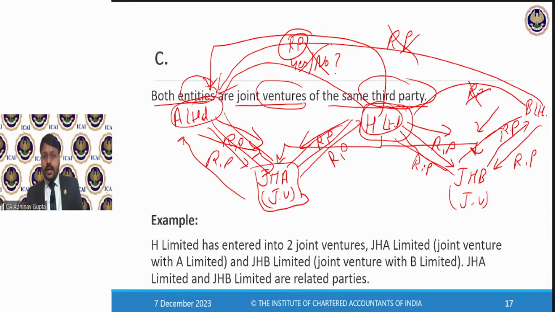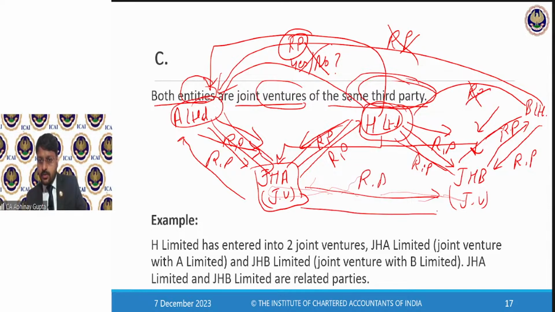The clause only says that if both entities are joint ventures of the same third party, then they will be related. Right. So this is a related party. So this JV will be related to this JV? Yes. And this JV to this JV will be related? Yes, yes. Clear? Any question on this? So we will stick to the clause. What the clause is saying is a related party, nothing else.